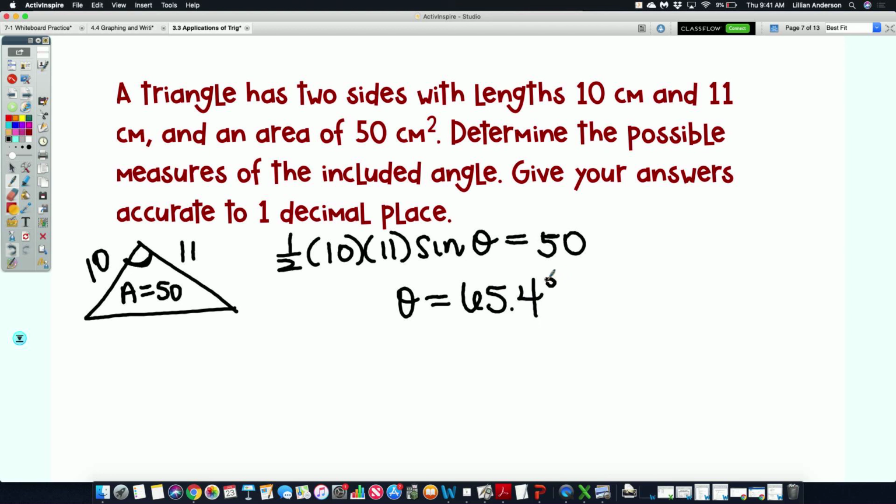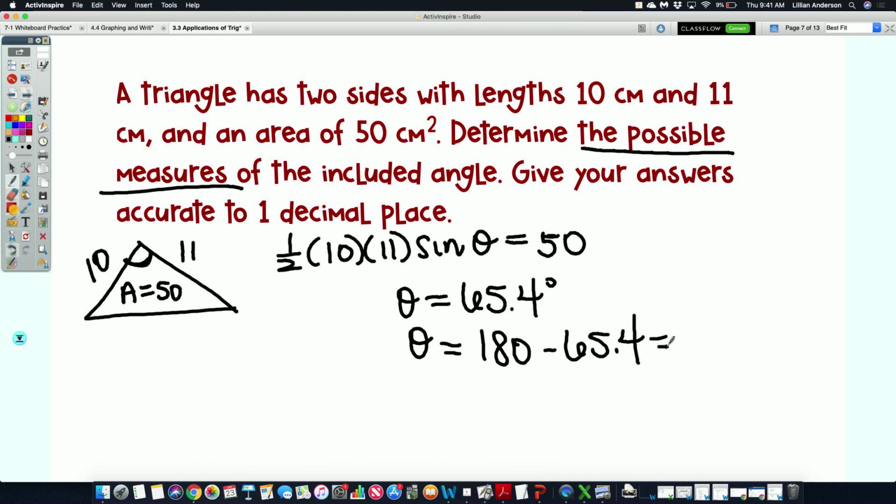So you guys have to be careful. It told you right here, it gives the possible measures. That means there's more than one. Why is there more than one in this particular case? Because it could be angle side-side. This could have been a side-side-angle situation where you have the ambiguous case. So it could be 65.4 degrees, or it could be its supplementary angle, and that's what you get when you subtract that angle from 180. What is that? 1 decimal place is what?